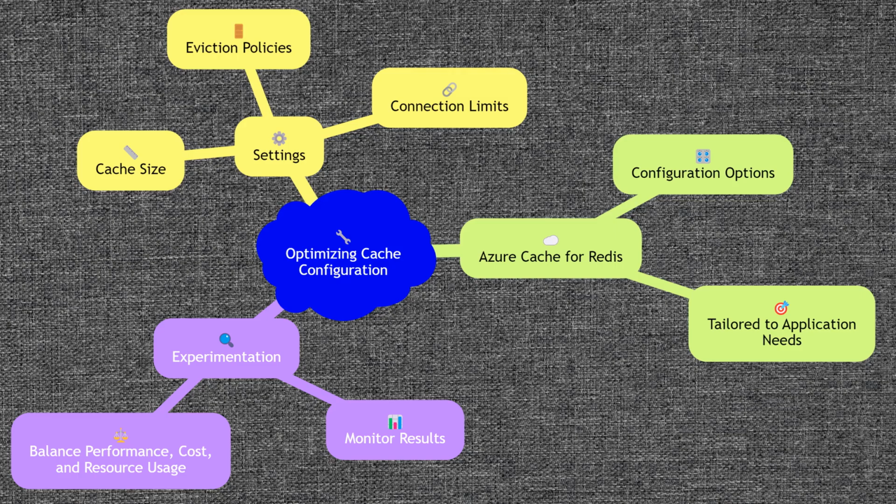Azure Cache for Redis offers a range of configuration options that can be tailored to the specific needs of your application. By experimenting with different configurations and monitoring the results, you can identify the optimal settings that provide the best balance between performance, cost, and resource usage.